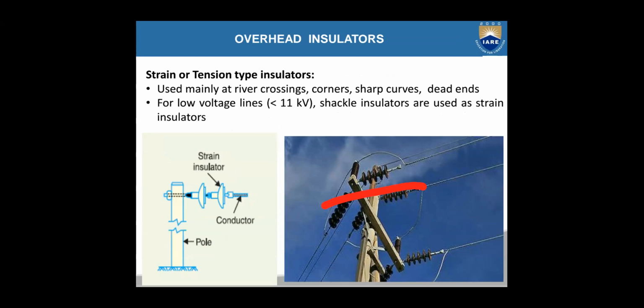So where are these strain or tension type insulators used? Generally, strain or tension type insulators have high mechanical strength when compared to the suspension type insulator. So these are generally used at river crossings. If there is a river crossing, then in such a case you have to use the strain type insulator, and also at corners, like corners of streets. If there is a corner, then also you have to use the strain type insulator. Generally, suspension type insulators are used when the transmission line goes straight.